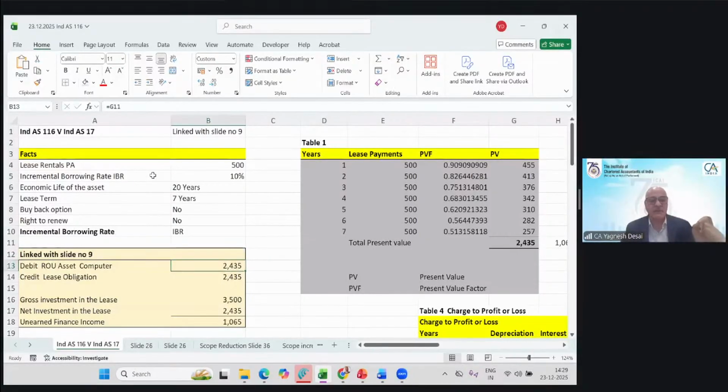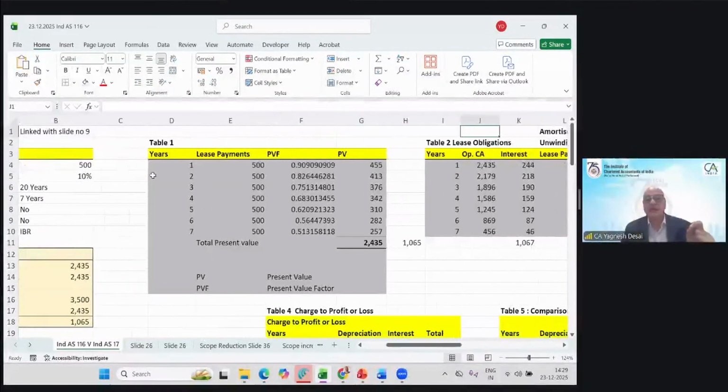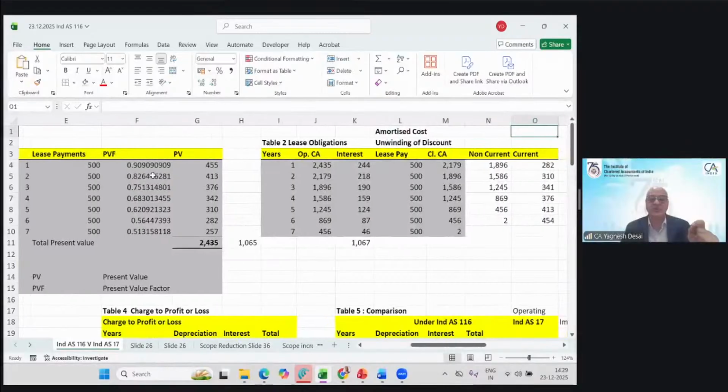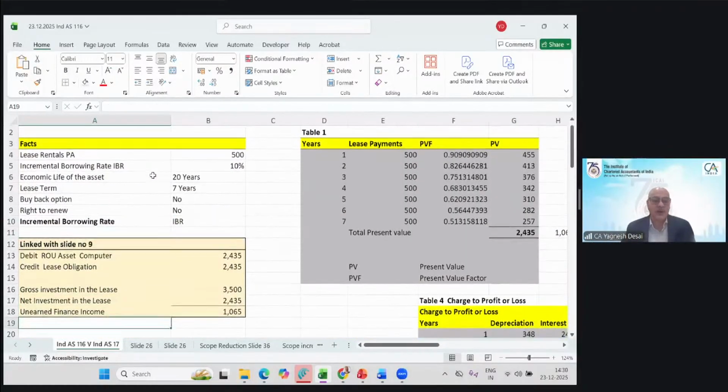2435 is the initial amount of both A, the ROU asset, and B, the lease obligation. This need not be the same throughout the tenure. If you see the carrying amount of the ROU asset, it becomes 2087 at the end of year 1, whereas the carrying amount of the lease obligation at the end of year 1 is 2179. Both are different; they need not necessarily be the same. But this lease obligation becomes 0 at the end of year 7. Okay, sir? So this is how you have to pass an entry like this.